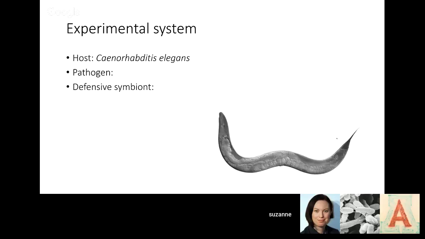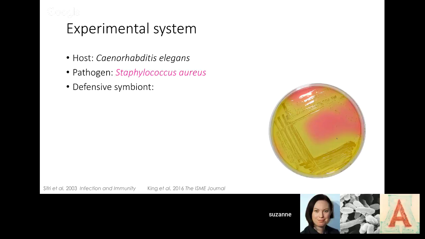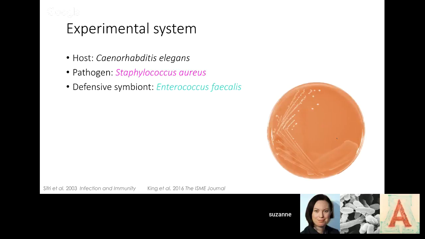And the pathogen that we used with this C. elegans system is Staphylococcus aureus. This is obviously widely known as an opportunistic pathogen of a lot of different animal hosts. And within C. elegans, it's known to infect via the gut. And the defensive symbiont that we decided to use is Enterococcus faecalis. If you remember, this is the bacterium that I mentioned at the start that the hoopoe bird secretes from its preen glands.